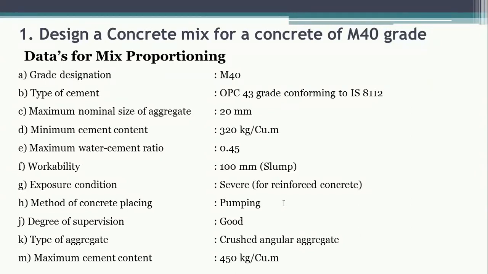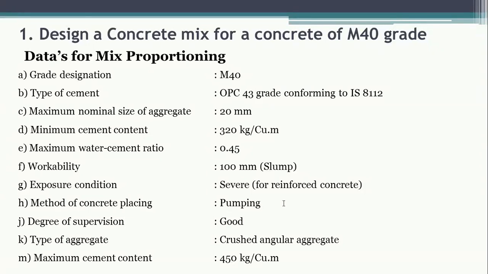And method of concrete placing is given as pumping. Degree of supervision is good. Type of aggregate is crushed angular aggregate, and maximum cement content is 450 kg per m cube. All these data will be given in the problem only. In the question, all these data will be there, so no need to assume anything. The only thing is, if the exposure condition is given, then you should be able to write what is the minimum cement content and maximum water cement ratio based on that exposure condition.